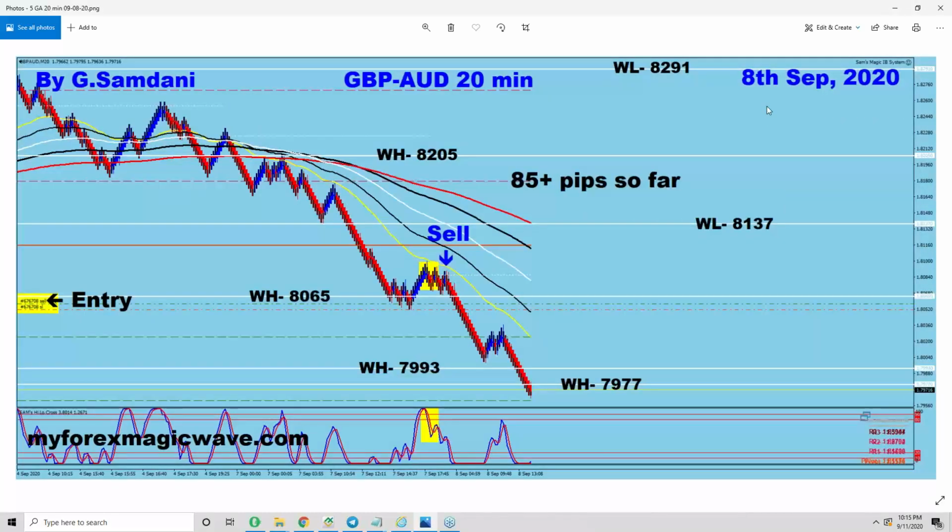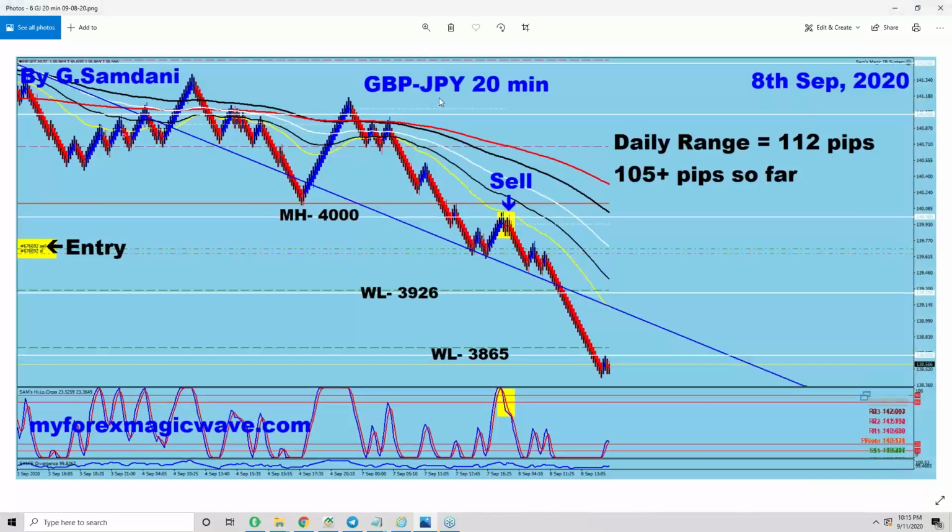Right. On the 8th now, it's a lot of trades on the 8th. You can see I'm going to just move a little bit faster here. So Pound Aussie 20-minute. Again, you will see a lot of pound pairs, pound trades. So short setup here for 85 pip. On the 8th, Pound Yen 105 pip here. Beautiful entry here all the way down.